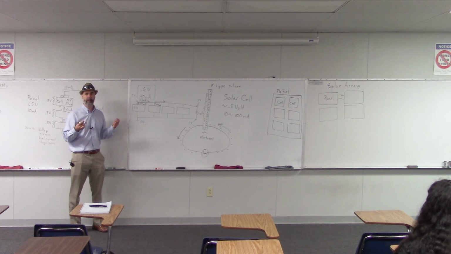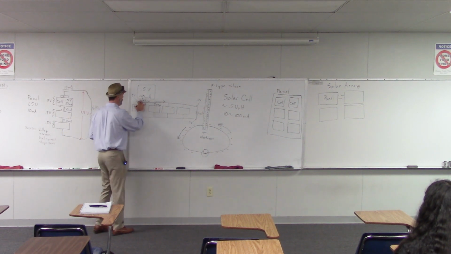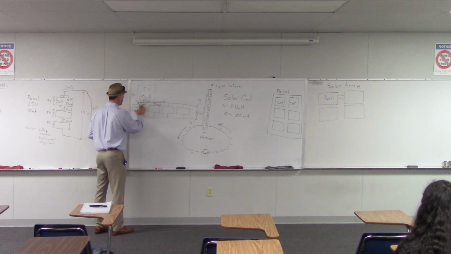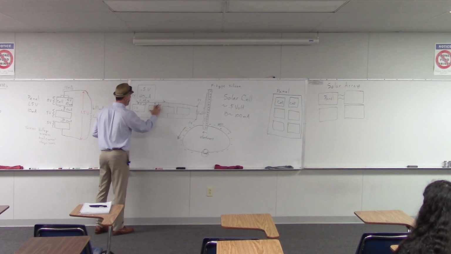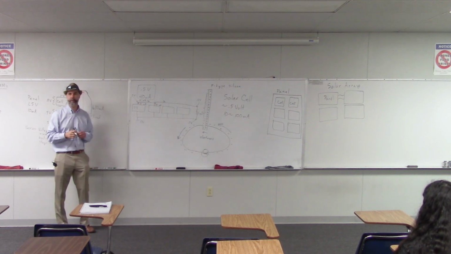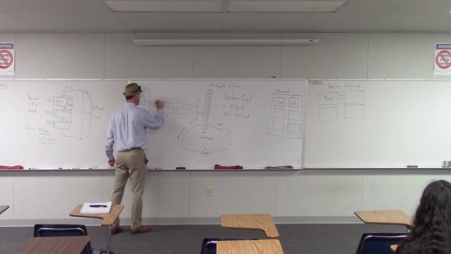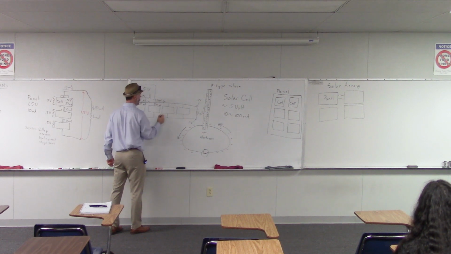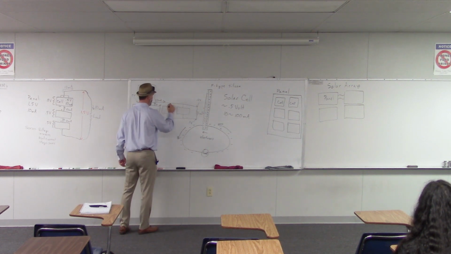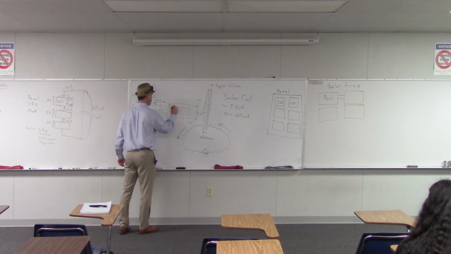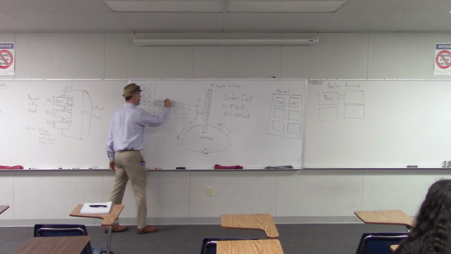You mean 10 milliamps? Oh, I'm sorry. Yes, thank you. So 10 milliamps and 10 milliamps. So what's that? 20, exactly. 20 milliamps. All right, perfect. And then we get another 10 milliamps there. So how much do we have there? 30, perfect.